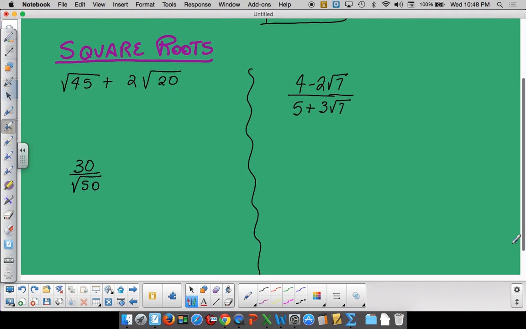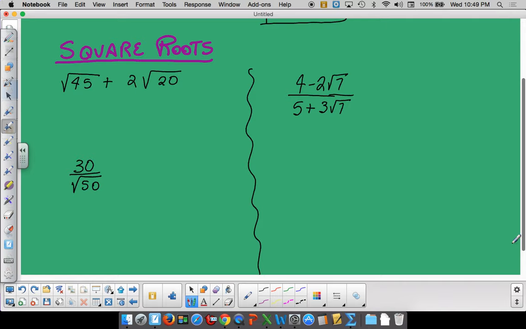We are back now to do our little bit of square root review. Square roots are the most common roots that we ever work with, and yes, we need to be pretty good at them. So the first problem is simply an addition problem. The question is, can I add a square root of 45 with a square root of 20?